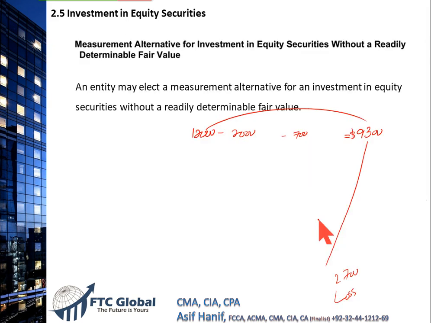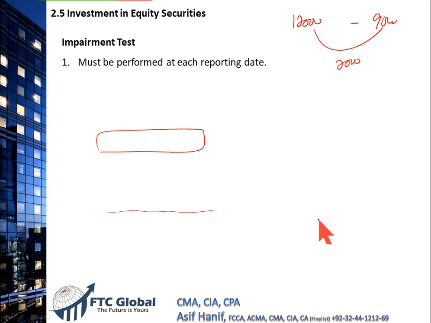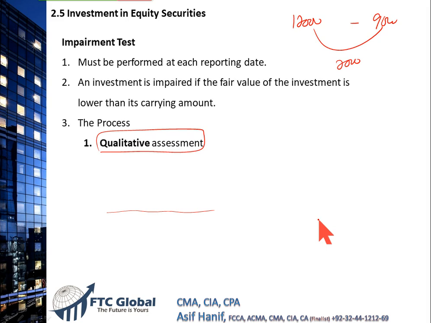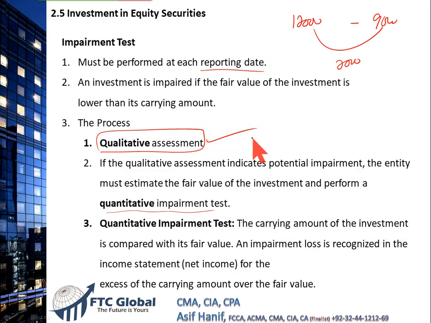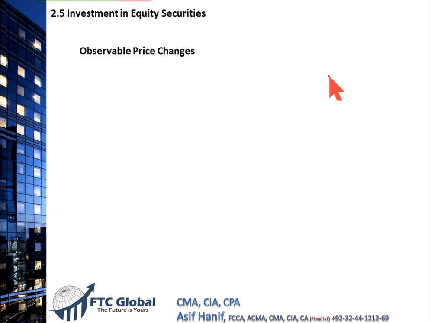But when there is no readily determinable fair value, that's the process you must adopt in order to determine the gain and loss. As it said, the impairment test must be performed at each reporting date. It's a two-step process. First is the qualitative assessment, and then the quantitative assessment that I just showed you a little while earlier.